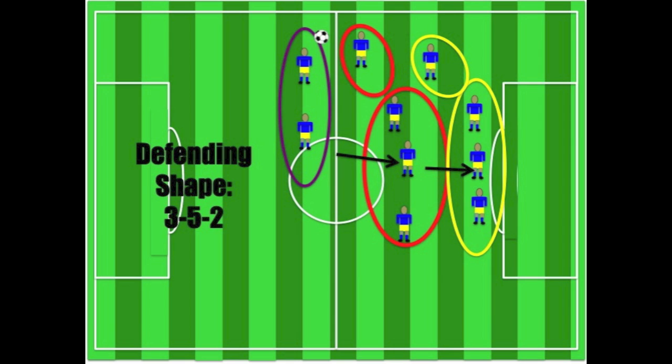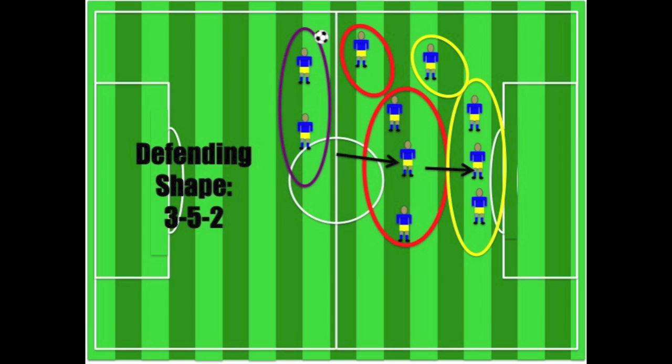So we're going to start with the defending shape of a 3-5-2 formation. As you can see in this, the back line is outlined in yellow, the midfield in red, and the two forwards up there outlined in purple. In this 3-5-2 formation, you have a few different adjustments you can make, turning it into an actual 4-4-2 in its defending shape.